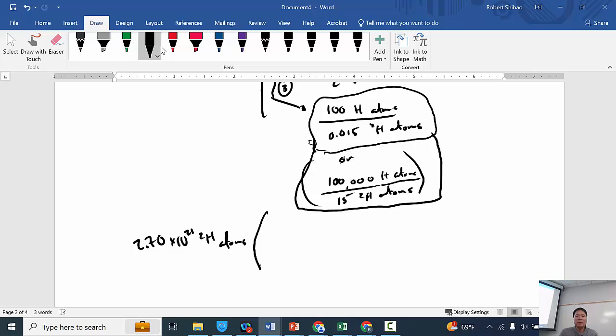Okay, if we take this branch, and this is a very good branch that Holly mentioned, if we just use the number outright, then I don't have to calculate the other thing. And so for every 100,000 hydrogen atoms, I have 15 deuteriums. So for every 100, I'll have 0.015 deuterium atoms. And so this gives me the ratio of how many hydrogen atoms I need.